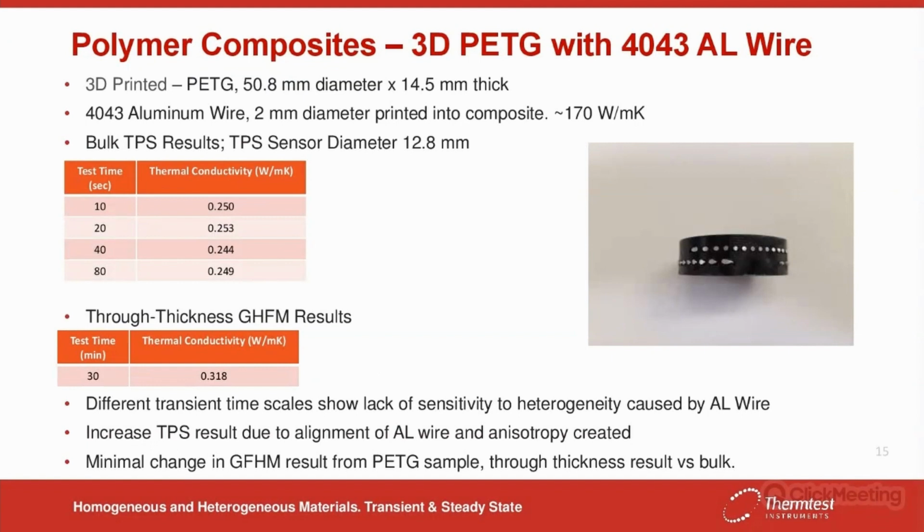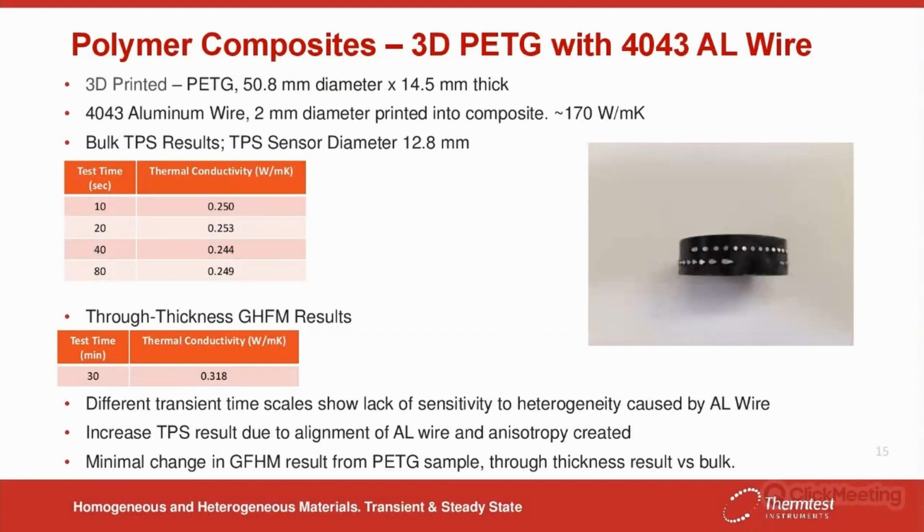We believe the increase in TP as a result is due to the alignment of the aluminum wire, which has a conductivity of around 170 watts per Kelvin. This creates some anisotropy, which would have caused some diffusion along the length of those wires. But ultimately, the GHFM actually measured very little change in conductivity, again, as it is guarded against lateral heat loss, and you're looking at the full resistance across that thickness. Ultimately, those wires aren't touching each other in the through thickness direction, and they add very little to the increase in thermal conductivity or the decrease in thermal resistance when measured in a controlled manner.